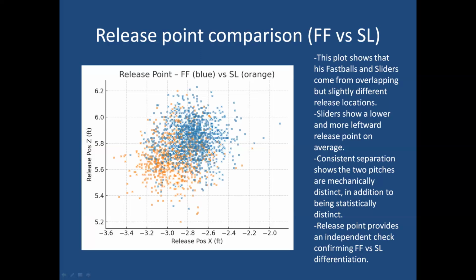Some pitches end up as borderline and show up as outliers in DBSCAN. That can be because there's an overlap in release point. So this is a mechanical check that validates that the clusters we found are meaningful.